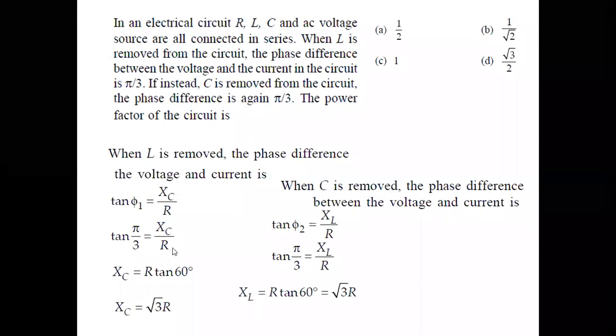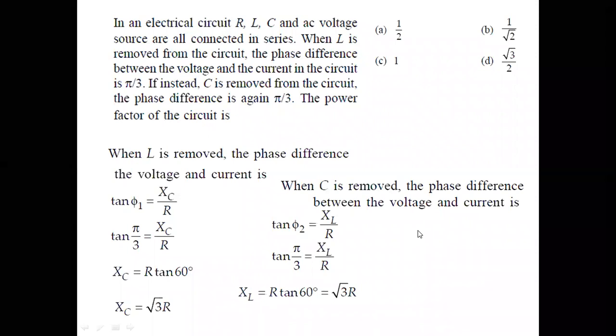Now look at XC and XL, the more interesting parameter. XC equal to root 3 R, XL equal to root 3 R. So it means the opposition offered by the capacitor and the opposition offered by the inductor are one and the same. Or I can say capacitive reactance and inductive reactance are one and the same.